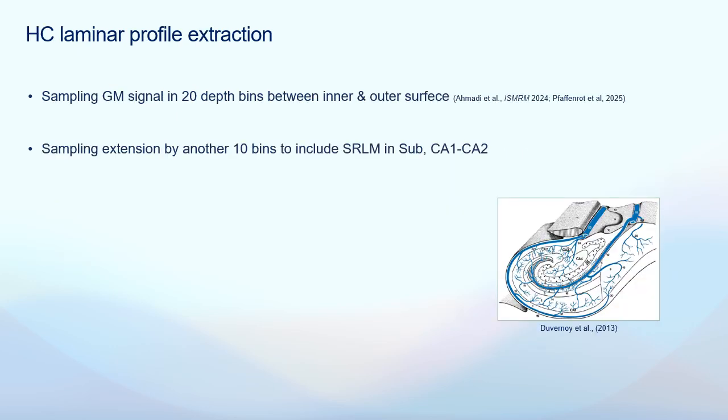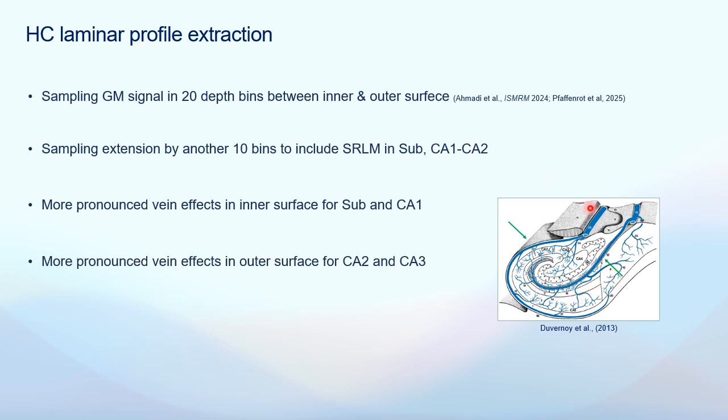To extract laminar profiles, the inner and outer surface of the hippocampus were divided into 20 equidistant bins, and we further extended the sampling by another 10 bins from the inner surface to cover SRLM in subiculum, CA1, and CA2. I'd like to highlight here that the draining vein effects should be more pronounced in the inner surface for subiculum and CA1, and in the outer surface for CA2 and CA3.